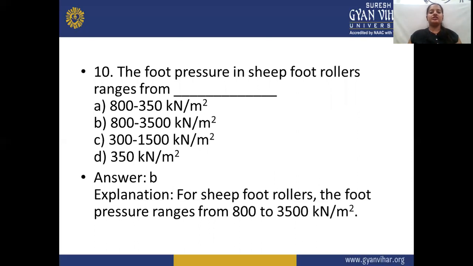The foot pressure in sheep foot rollers ranges from 800 to 350 kilonewton per meter square, 800 to 3500 kilonewton per meter square, 300 to 1500 Newton per meter square, and D option is 350 kilonewton per meter square. So the answer is B, 800 to 3500 kilonewton per meter square. And the explanation is for sheep foot rollers, the foot pressure ranges from 800 to 3500 kilonewton per meter square.